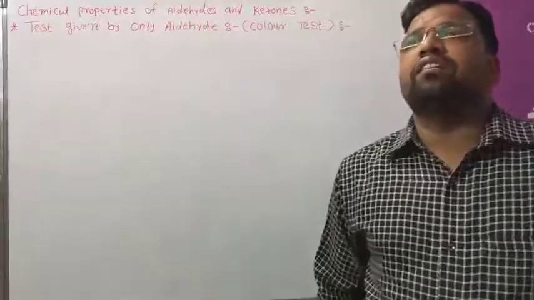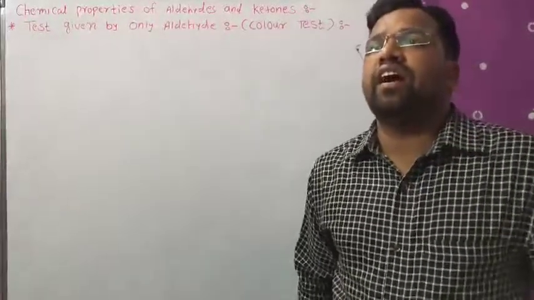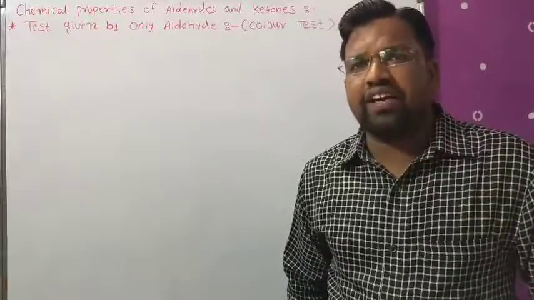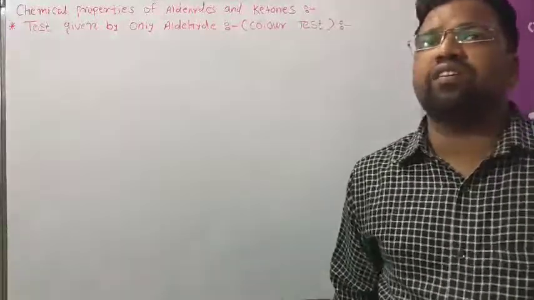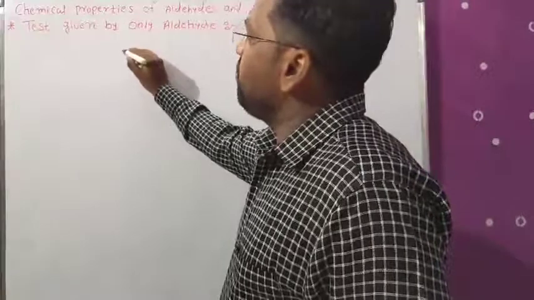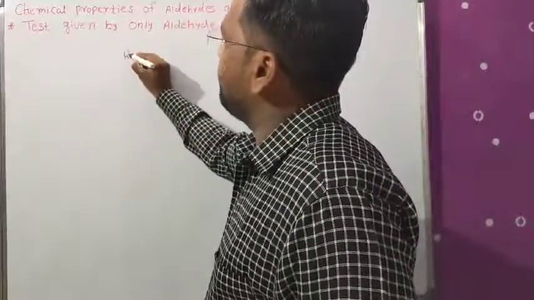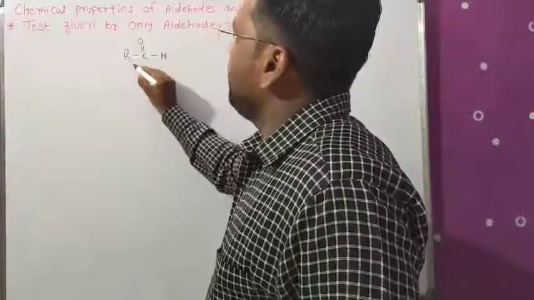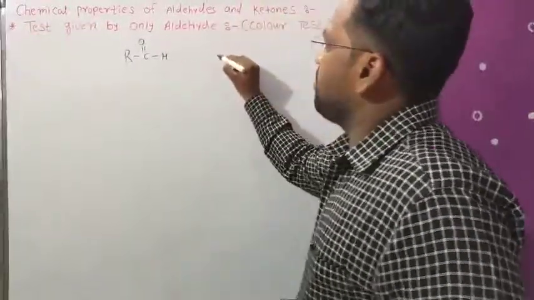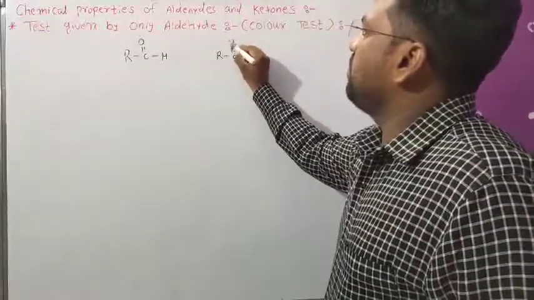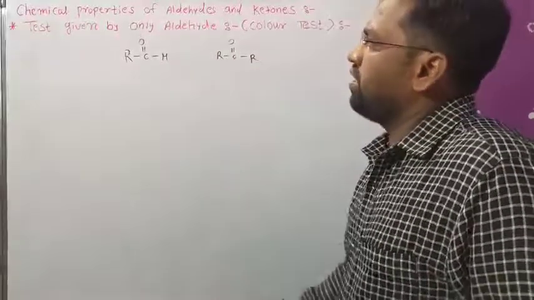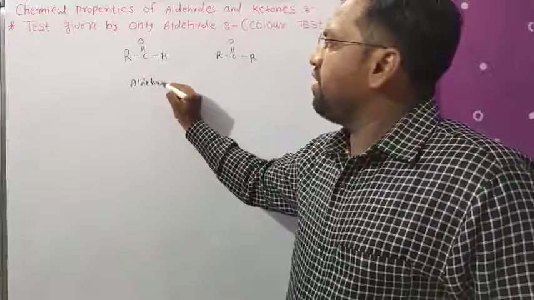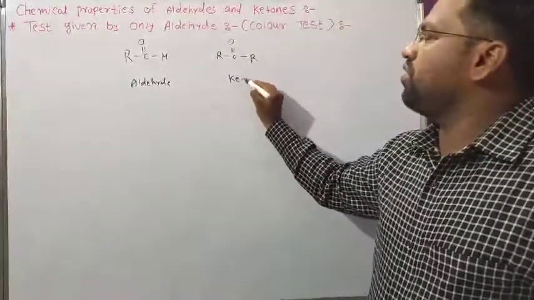Firstly, the aldehyde acts as a reducing agent. Why does it act as a reducing agent? That can be seen from the structure. If we see the structure of aldehyde and the structure of ketone, okay, this is the structure of aldehyde and this is the structure of ketone.